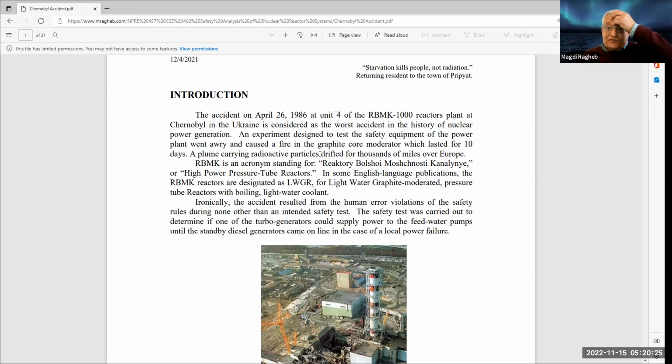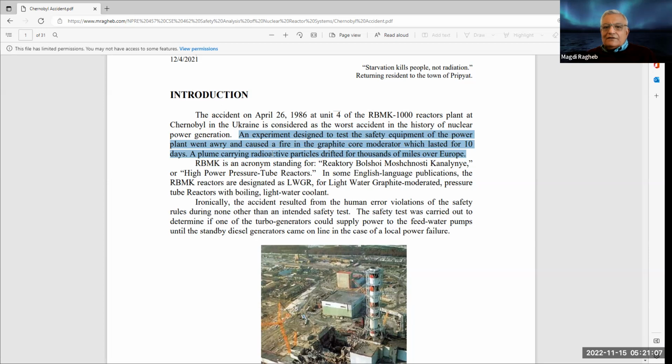It is considered the worst accident in the history of nuclear power generation, even more serious than the Fukushima accident because of the death of people caused by the accident. It was ironically caused by an experiment. This is a very interesting thing. The experiment was designed to check the safety equipment. They wanted to see if the steam generated, if they shut down the reactor, could drive a pump, and that pump would pump water for an auxiliary cooling system of the reactor.